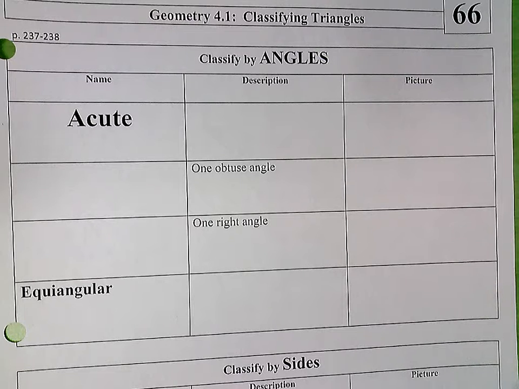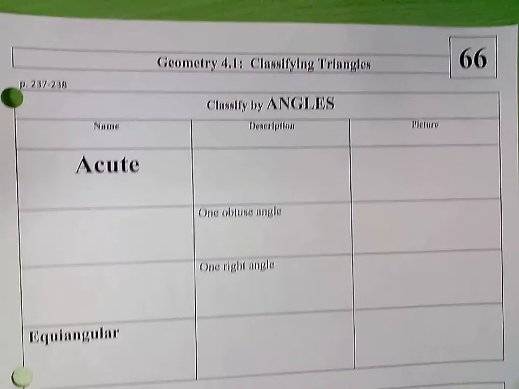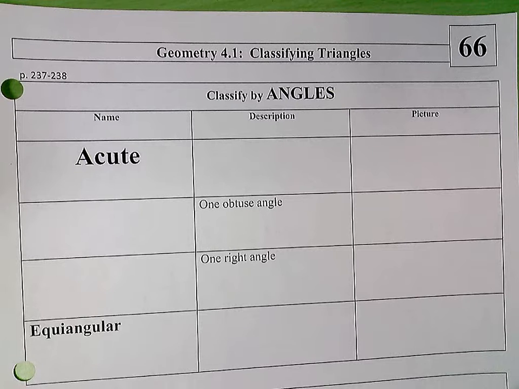All right, so today we're starting chapter 4. Okay, this one's on classifying triangles. But we're going to go over different triangle properties. So just starting off is classifying triangles by their angles and their sides.